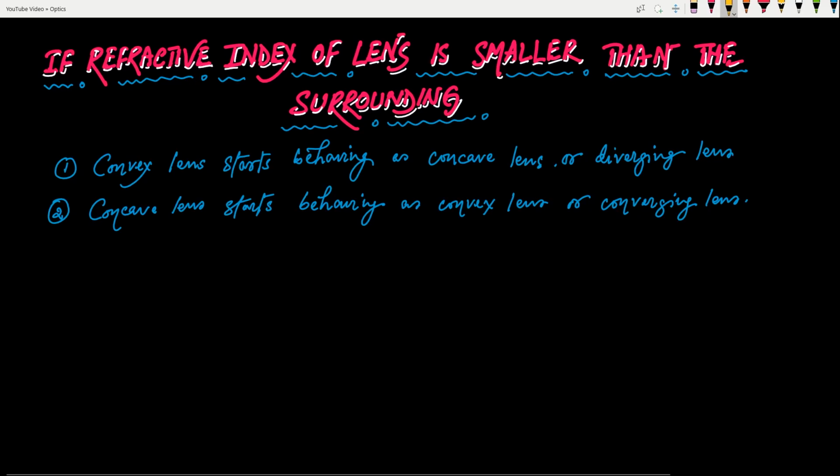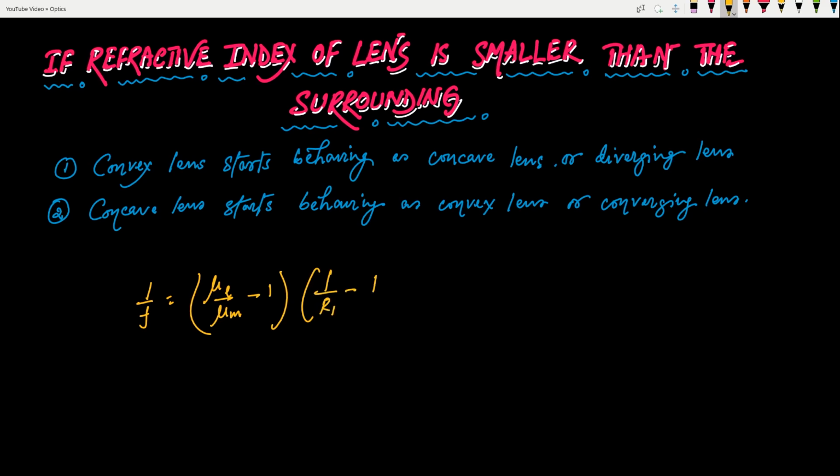Now let's look into this concept. Before moving on to our next numerical, you need to understand this concept and then we will solve numericals based on it. It says that if the refractive index of the lens is smaller than the surrounding, see, for Lensmakers formula, we know that this is mu L divided by mu M minus 1 multiplied by 1 by r1 minus 1 by r2. Isn't it? This is the formula. So from the formula we can see that the refractive index of the medium in which the lens is kept is very important. The focal length depends on that.